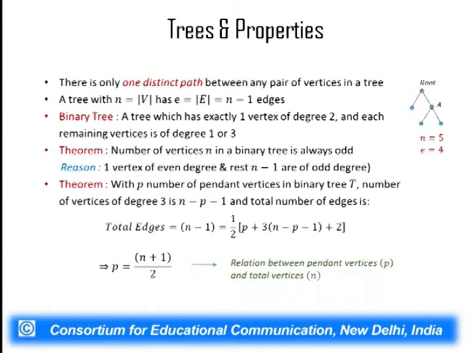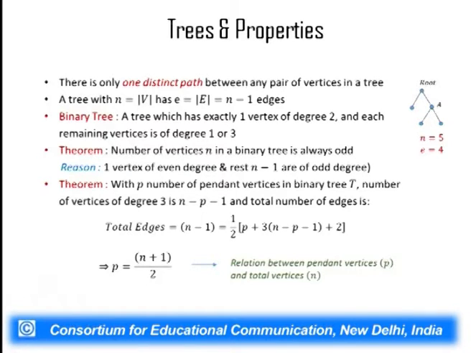Now, there is a very important theorem associated with trees: the number of vertices n in a binary tree is always odd. If you count the vertices, it's always odd. In this figure also, the number of vertices you can see is 5, n is equal to 5. Now, why does this happen? The reason is that one vertex, the root, is always of even degree and the others are odd. So whenever you add the even part to the odd, you get an odd number. That is the reason behind it.